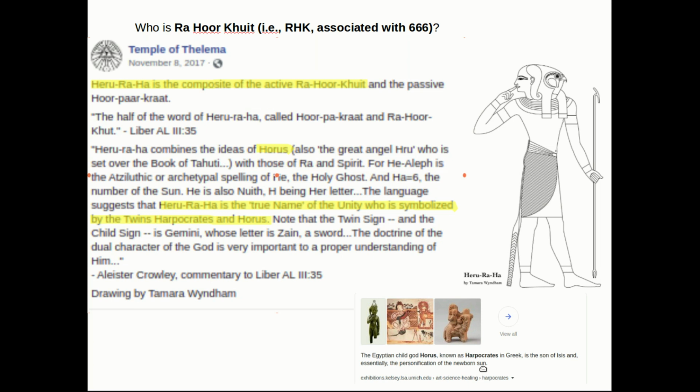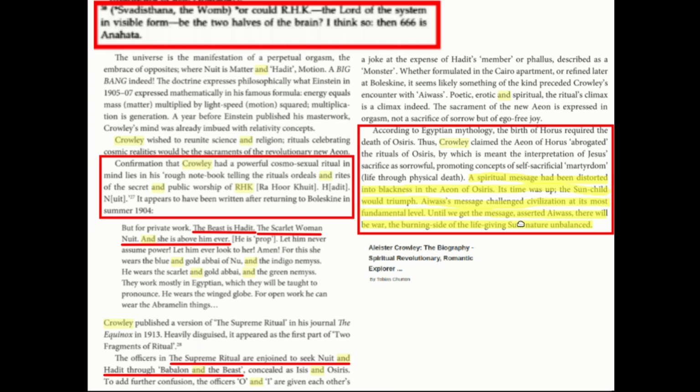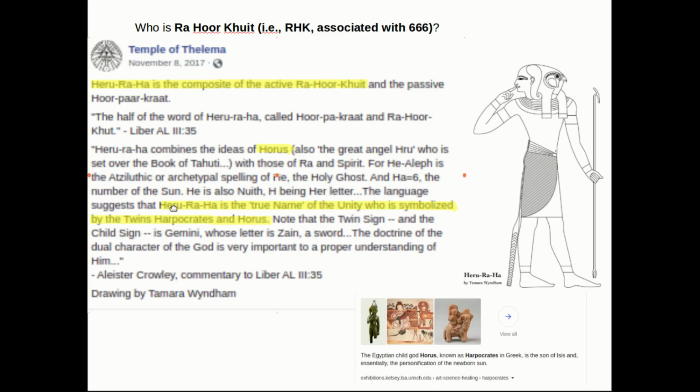the newborn sun. Okay, so what we have here is Hoor Khuit, this Antichrist figure who's going to go and cause war or whatnot until the Christians are out of the picture, until we get the message. There will be war, the burning side of the life-giving Horus sun, the active principle, nature unbalanced. That is RHK. RHK is Hoor Khuit.